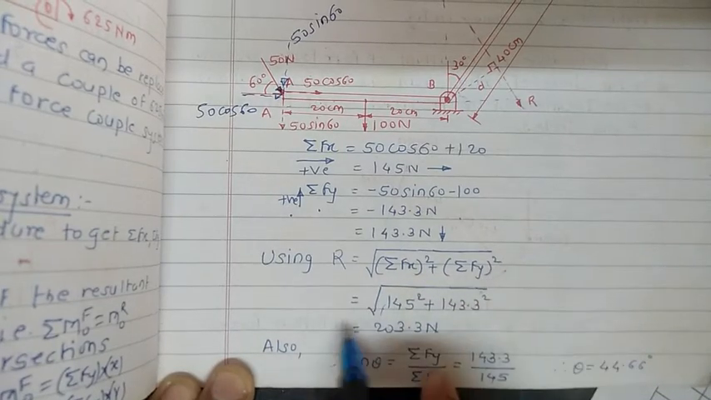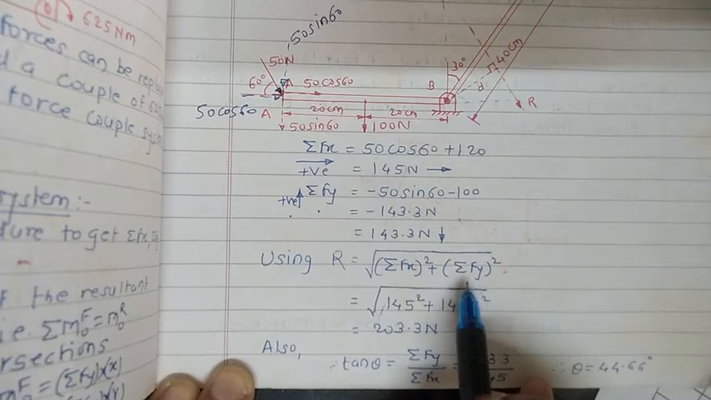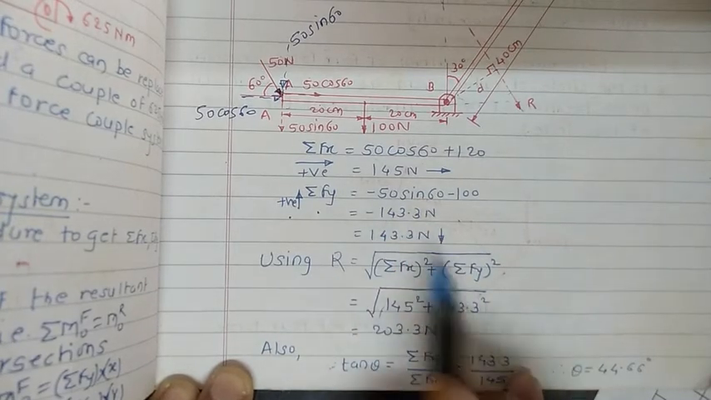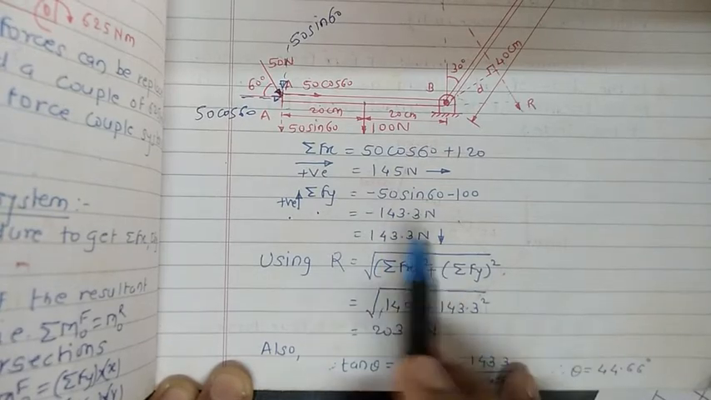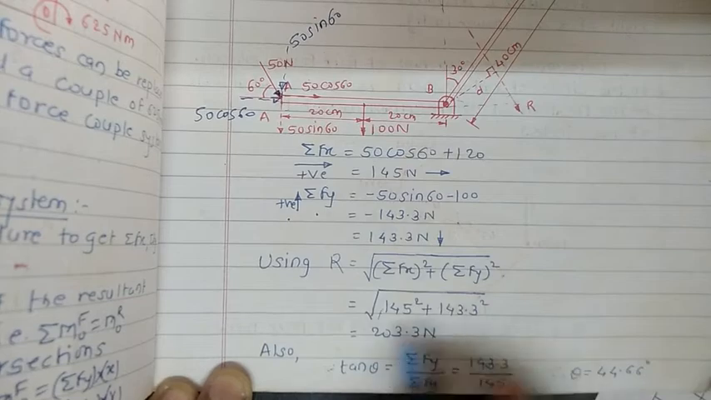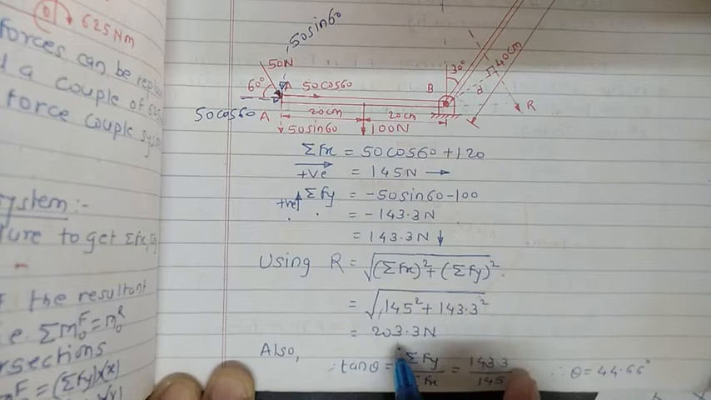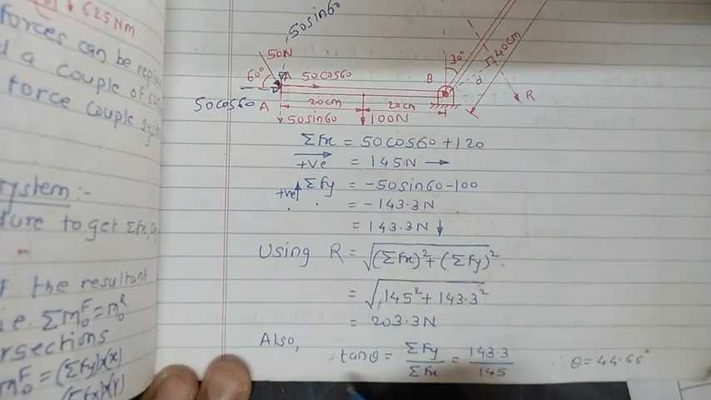Okay, so what about this one? Summation of Fx, this value we already have, 145, plus the next one, minus 143.3, squared. You can just square it; the square of any minus term automatically gives a plus here. So what is the value of R? After doing the calculation, we get the value of R equals 203.3 Newton.